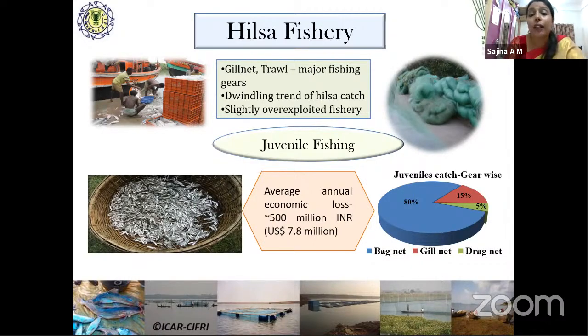I should mention the rampant juvenile fishing happening for Hilsa in the Hooghly and other systems, mainly by the use of bag nets. An assessment indicates that the average annual economic loss due to this juvenile fishing is almost 500 million Indian rupees, which is almost equivalent to 7.8 million US dollars. This estimate is bare minimum, as we have taken only 200 rupees as the landing price. This loss could be colossal if we take it to further levels of the market chain.